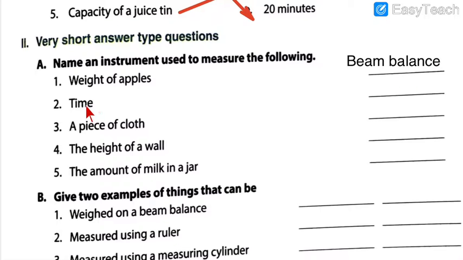Moving towards the next question, time. So the instrument used to measure the time. What is the instrument? Very easy. Where can you see the time? Anyways, your time starts now. 5, 4, 3, 2, 1 and 0. So how can you measure the time? Either with the clock or watch, right?